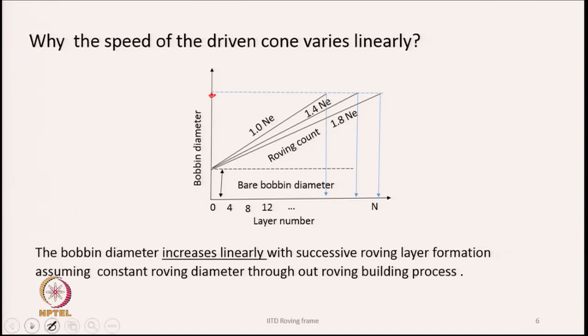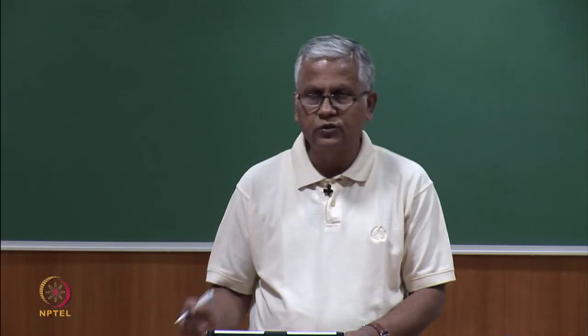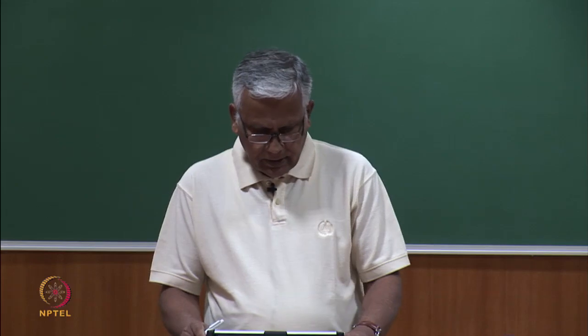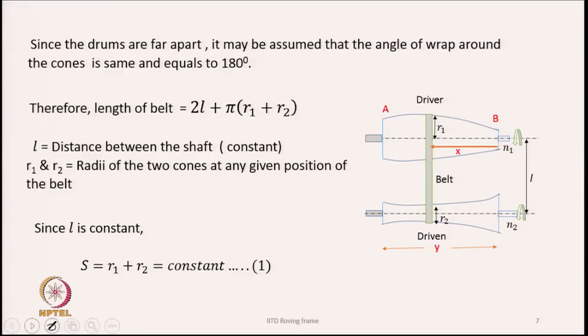Because this is linear, therefore, the speed ratio also has to be linear. Since the drums are far apart, it may be assumed that the angle of wrap of the belt around the cone is the same, and it equals 180 degrees. That is, the belt goes over the driver and the driven, and the angle of wrap around the drums is 180 degrees.